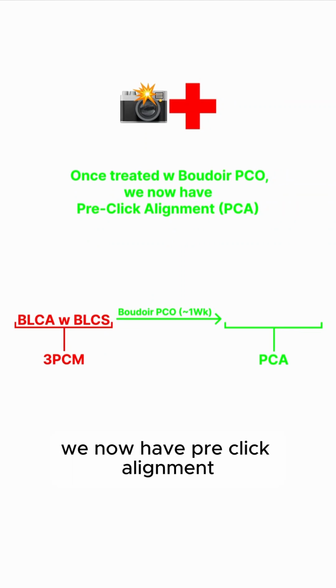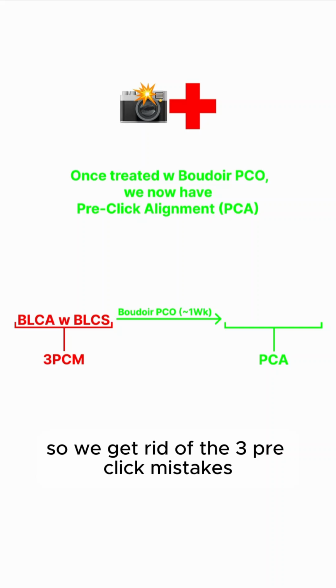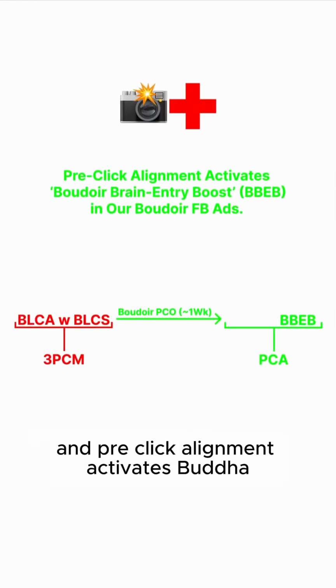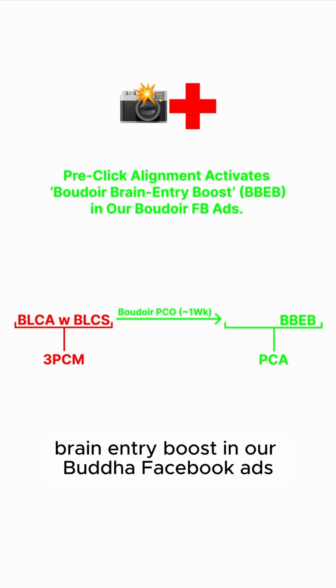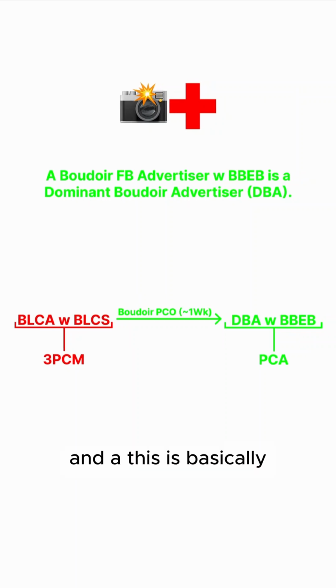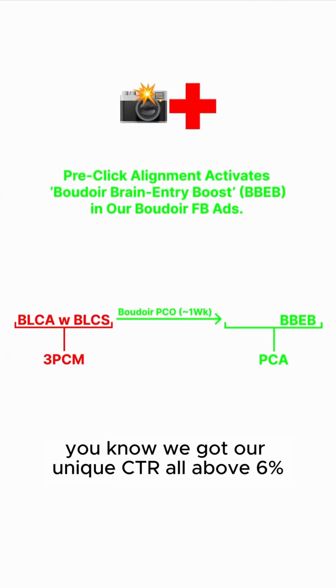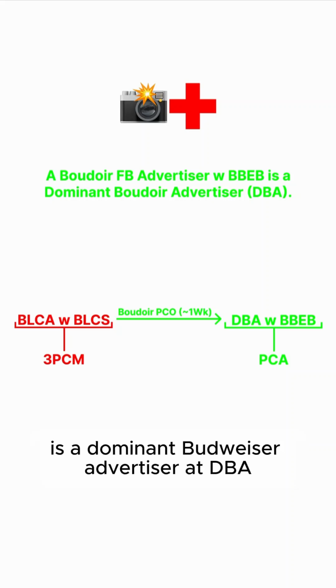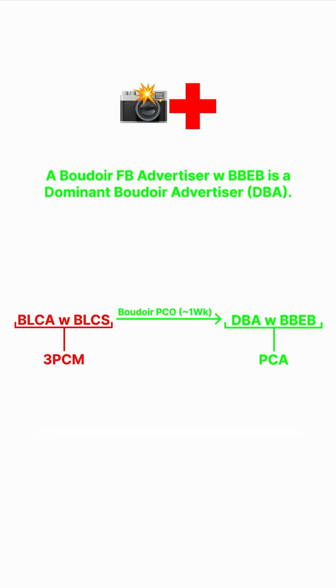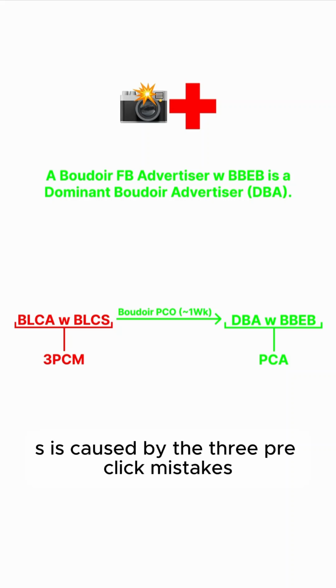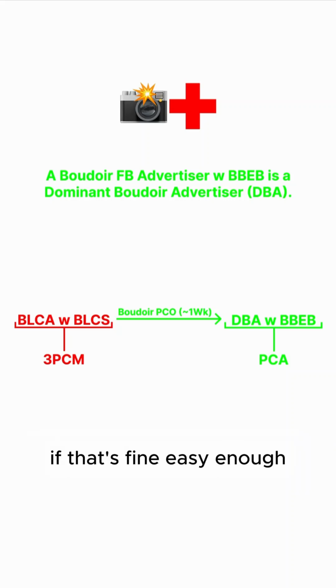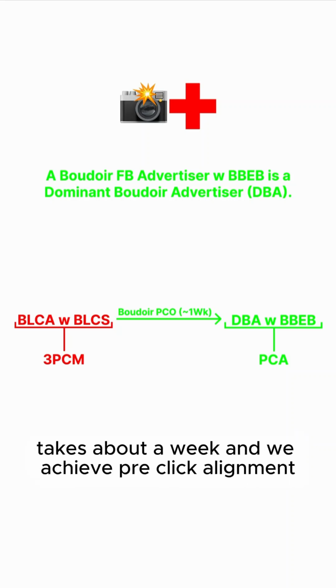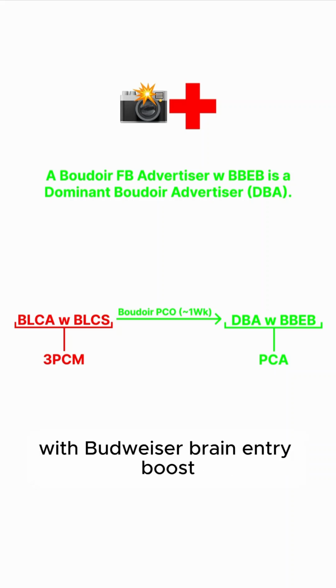Now, once treated with Boudoir Pico, we have pre-click alignment. So we get rid of the 3 pre-click mistakes, and we now have pre-click alignment. And pre-click alignment activates Boudoir brain entry boost in our Boudoir Facebook ads. And this is basically we got our unique CTR all above 6%. And a Boudoir Facebook advertiser with Boudoir brain entry boost is a dominant Boudoir advertiser, a DBA. So we got our full universe here. A BLCA with BLCS is caused by the 3 pre-click mistakes. That's fine, easy enough. Treated with Boudoir Pico takes about a week, and we achieve pre-click alignment. We become a dominant Boudoir advertiser with Boudoir brain entry boost.